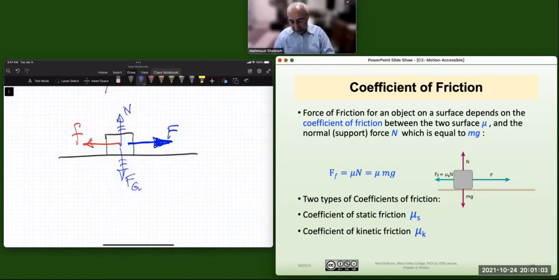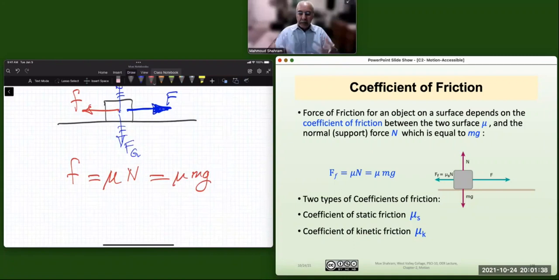It turns out that the friction force is equal to some number, called mu, times the normal force. Now, the normal force here is equal to Fg, and Fg is equal to mass times g. So you can write this as F equals mu m g. That's how you calculate the friction force.